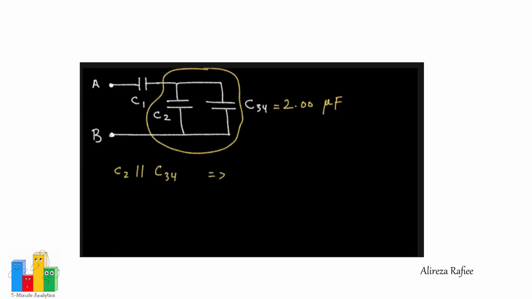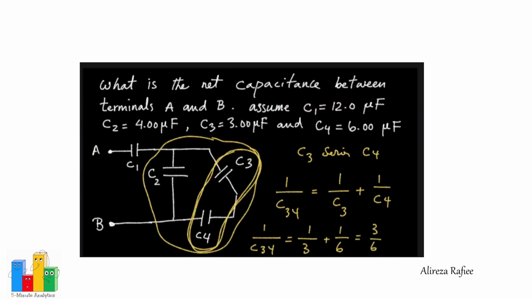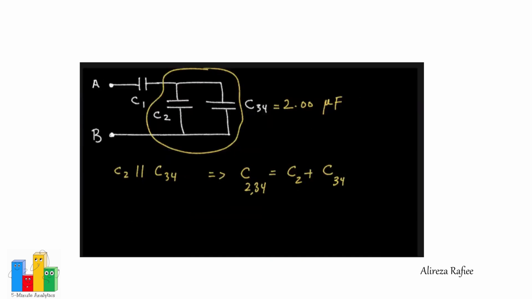And so the equivalent capacitor for C2 and C34 would be the sum. So C234, I call it. You can put a comma here so you know which one you're adding. This becomes C2 plus C34. C2 is, let's see, C2 is 4. So I will have 4 microfarad plus 2 microfarad, and this would be 6 microfarad.